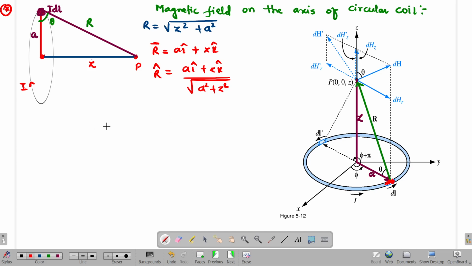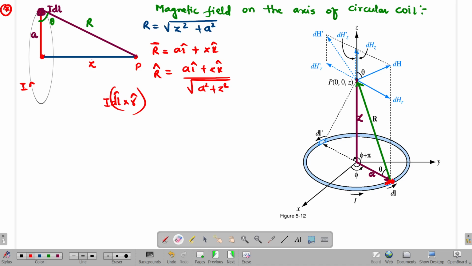If you look at the Biot-Savart law, it is I dL cross R cap, isn't it? But this dL is changing all the time. So if I am considering an ideal element over here, how to write it is a big problem. Are you able to get me?